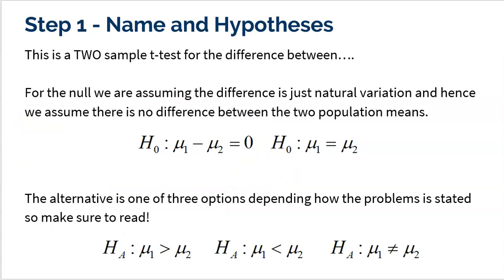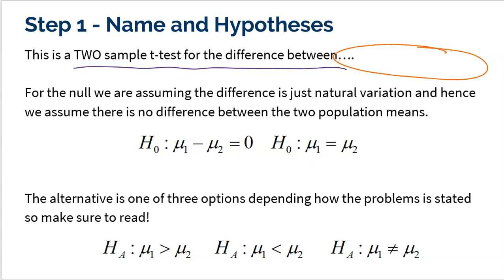All right, so let's talk about step 1. Step 1 is first off naming it. This is a two-sample t-test for the difference between, and then you have to fill that in with some good context. This is a two-sample t-test for the difference between the weight of black bears and brown bears. Fill this in with good, solid context from the problem. Then we actually need the null and the alternative hypotheses.